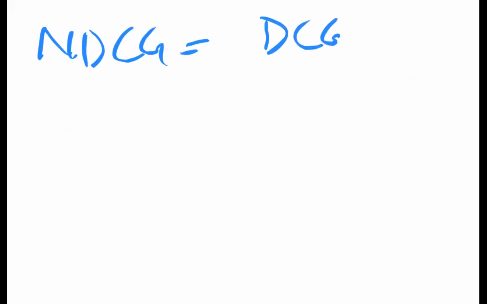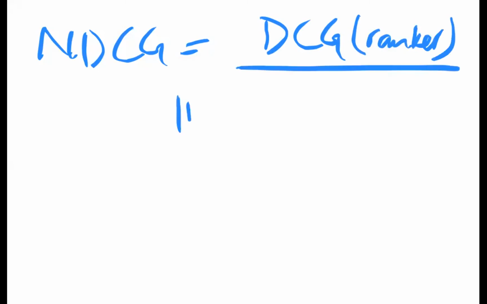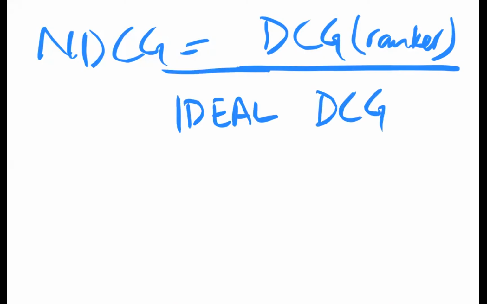The nDCG is simply that you have a DCG of a ranker, your ranker, and you want to divide it with the ideal DCG, or whatever the ground truth is, based on that information. Okay, so that's it from the DCG side.